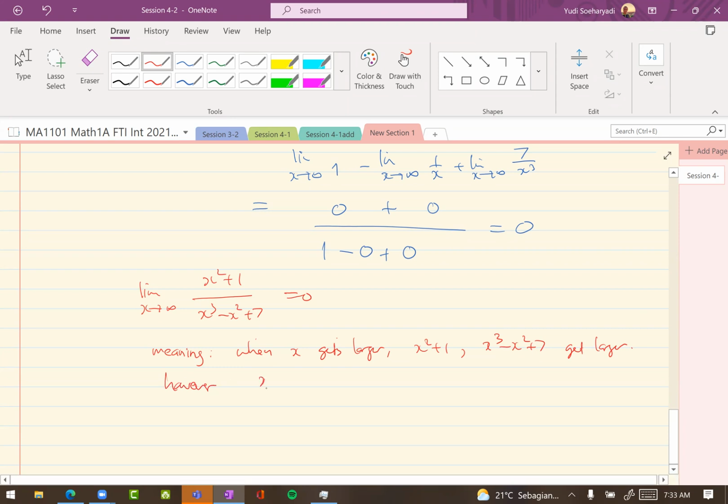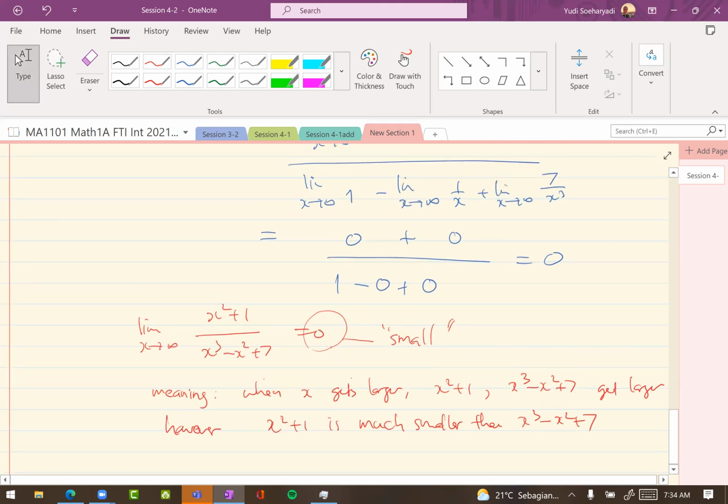However, x squared plus 1 is much smaller than x cubed minus x squared plus 7. Why? Because this is small. And you see that the 0 here is meaning limit. So this means something small. Okay, so it's not really 0 in terms of numbers, but in terms of limit, 0. Meaning as numbers, it's really small numbers.